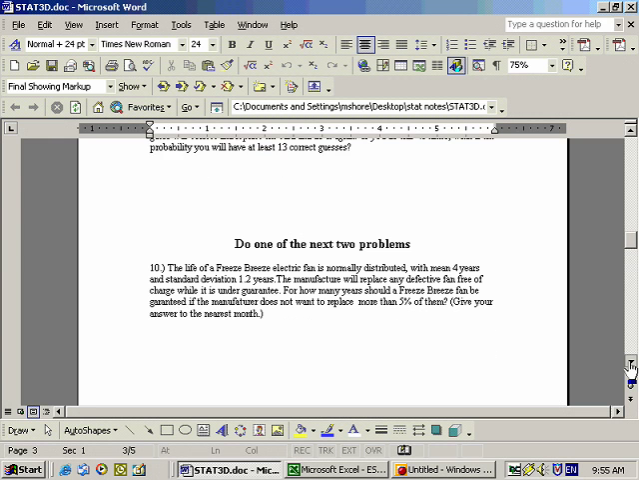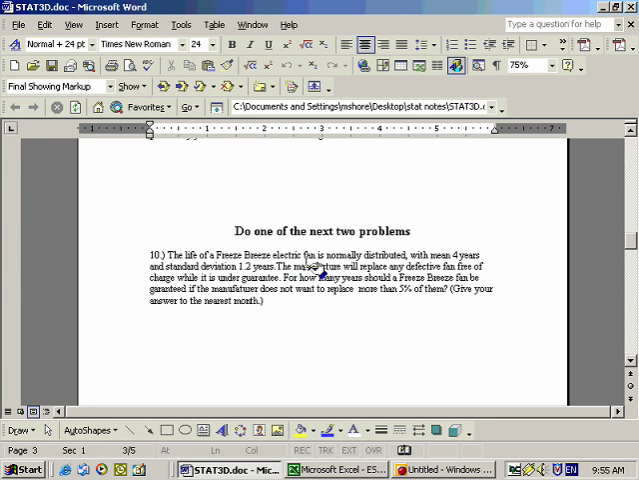Last couple problems here. Problem 10 says that the life of a freeze-breeze fan is normally distributed with a mean of 4 years and a standard deviation of 1.2. The manufacturer will replace any freeze-breeze fan that breaks while it's under guarantee. How many years should a freeze-breeze fan be guaranteed if the manufacturer does not want to replace more than 5% of them? Well, this is an inverse z-score problem also.